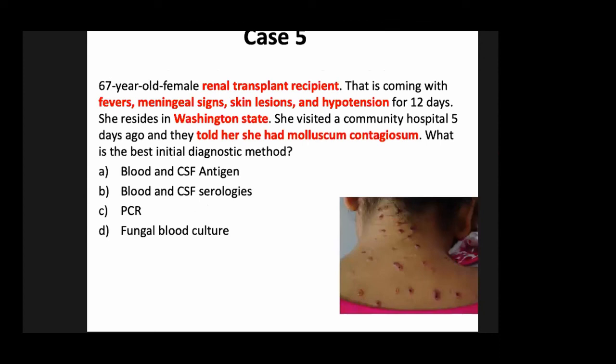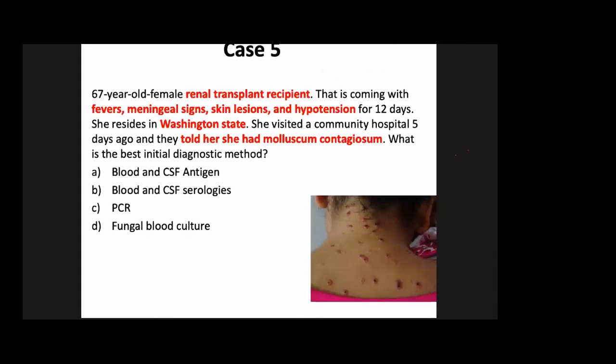This is the last case. This was a super sad case. It was a patient who came to the liver transplant center at UCLA. A 67-year-old female, renal transplant recipient, comes with fevers, meningeal signs, skin lesions, and hypotension for 12 days. She resides in Washington State. She visited a community hospital 5 days ago, and they told her that she had molluscum contagiosum. Which of the following is the best initial diagnostic method to diagnose this disease? This patient actually died, so it's a kind of sad case.